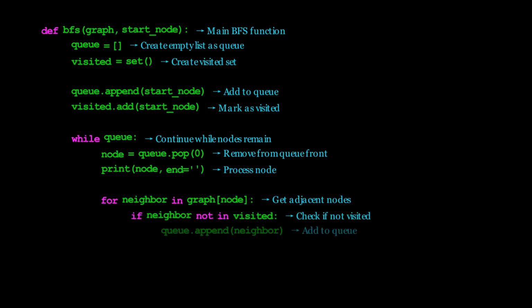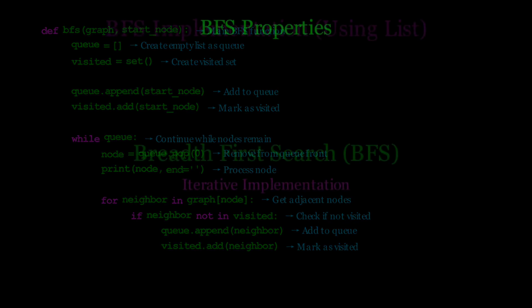For each node we process, we check its neighbors. This is where the BFS happens. We add all unvisited neighbors to our queue before moving to the next node. For each neighbor of the current node, we check if it is visited. If not, we add it to the queue and mark it as visited. This implementation ensures that nodes are visited level by level.